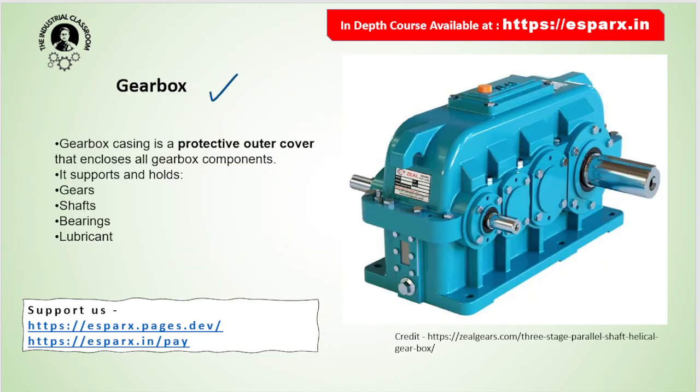Now whenever we come to the gearbox, remember that it is a protected outer covering that encloses all gearbox components. It supports the gears, shafts, bearings, and lubricants. So this is a simple image of a gearbox. How many stages is it?